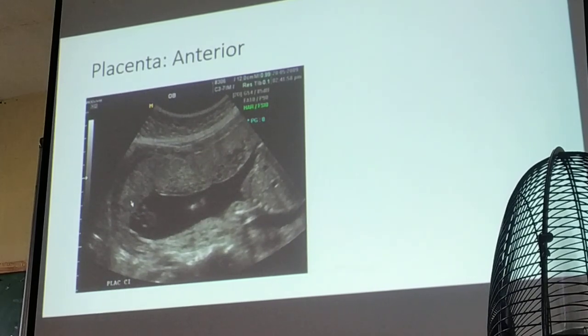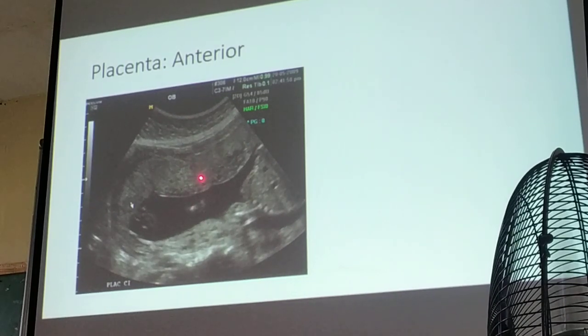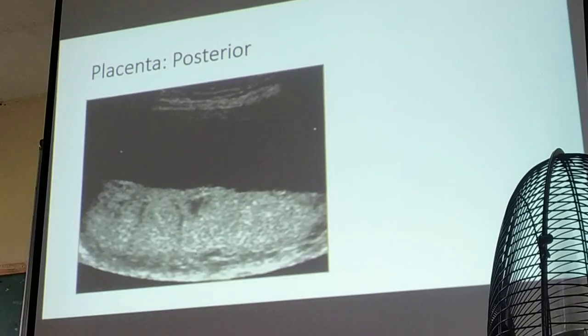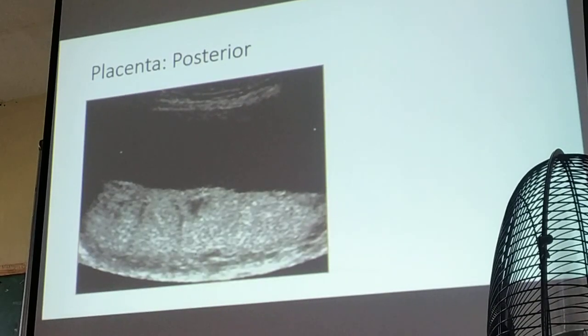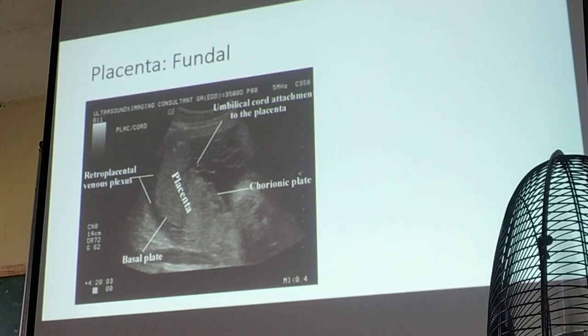Placenta localization, this would be important. If you see the placenta on top, that would be anterior. If you would see the placenta below, that would be posterior. And if you see the placenta on the side, that would be fundal. Okay?